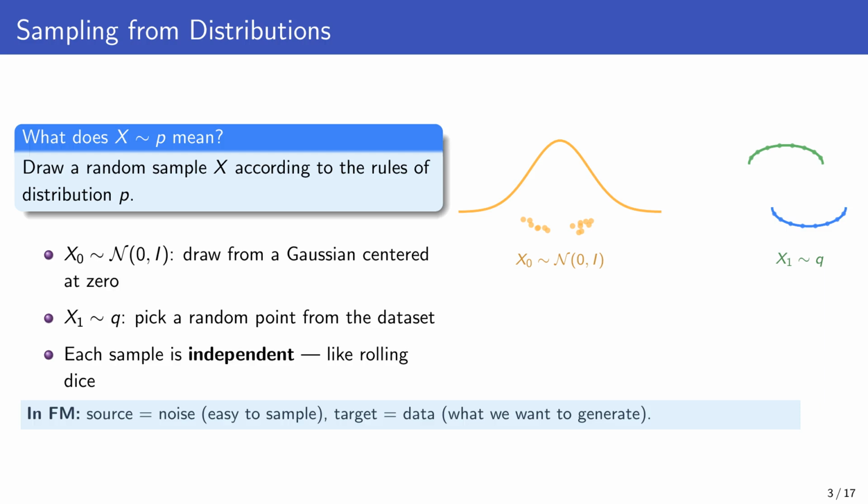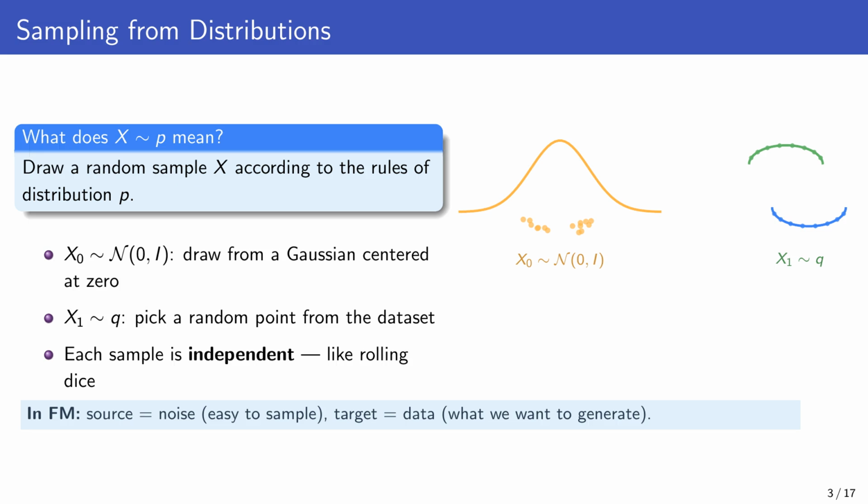Let us start with the most basic operation, sampling. When we write x0 ~ p, we mean draw a random sample from the distribution p. For flow matching, p is usually a standard Gaussian, N(0, I). That just means generate a random point where each coordinate is drawn independently from a bell curve centered at 0. When we write x1 ~ q, we mean pick a random point from the data distribution. In practice, this means randomly selecting a data point from our training set. For our running example, q is the 2 moons dataset from scikit-learn.